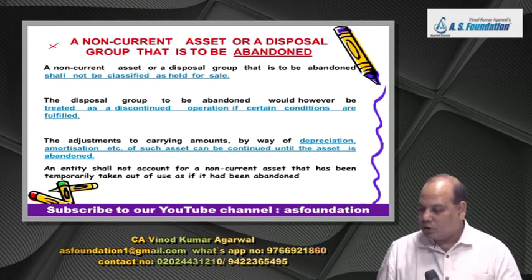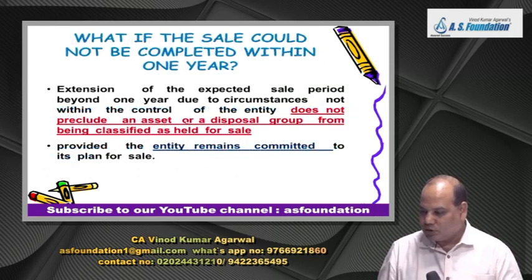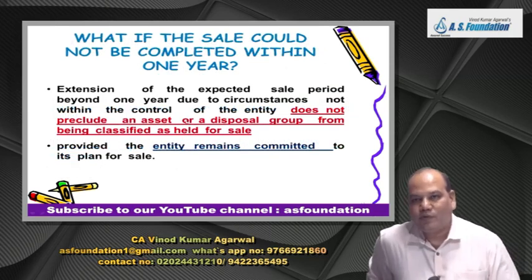The entity shall not account for a non-current asset that has been temporarily taken out of use as if it had been abandoned. So temporarily taken out of use is not equal to abandonment. So you may just keep aside some asset for a few days.